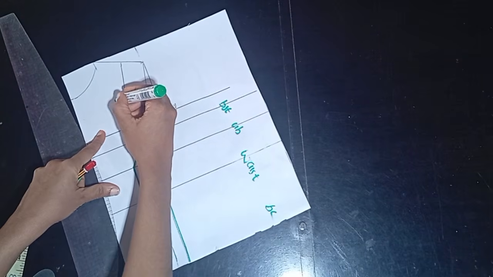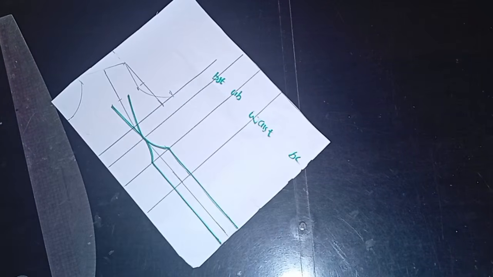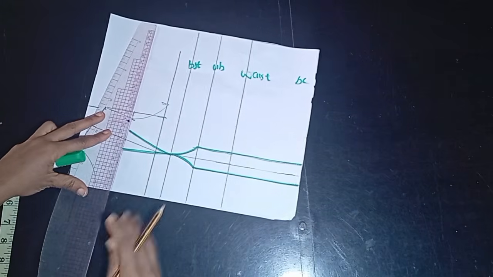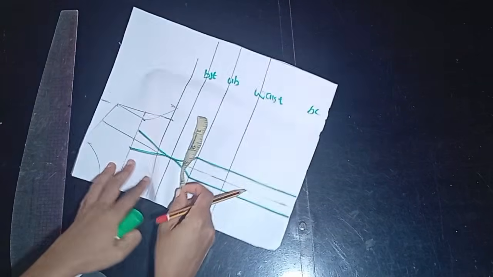So after I'm done connecting, I use my marker to outline. After outlining at this point, I'm just going to draw out a straight line here to serve as a guide where my neckline will start.